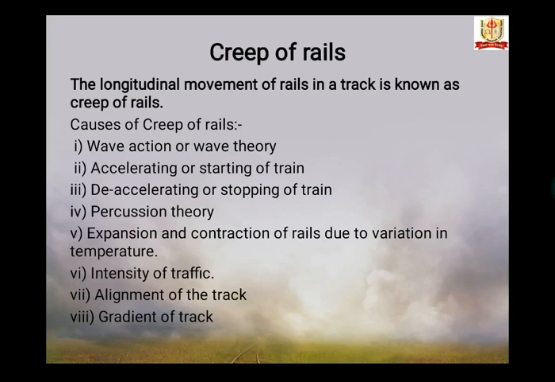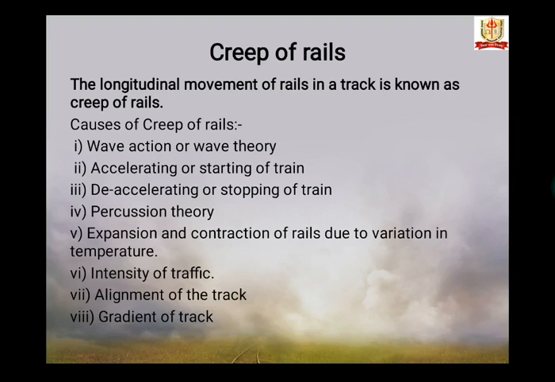Next important topic is creep of rail. What is creep? Creep is defined as the longitudinal movement of rail with respect to the sleeper in a track. So the definition of creep of rail: the longitudinal movement of rail in a track is known as creep of rail. It occurs in almost all railway tracks but varies considerably in magnitude. In some locations, the creep may be several centimeters in a month, while in other locations it may be negligible in that period. It is observed that rails have a tendency to move gradually in the direction of traffic.